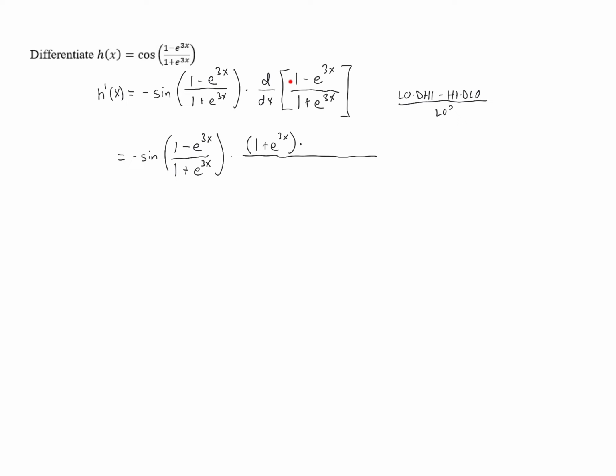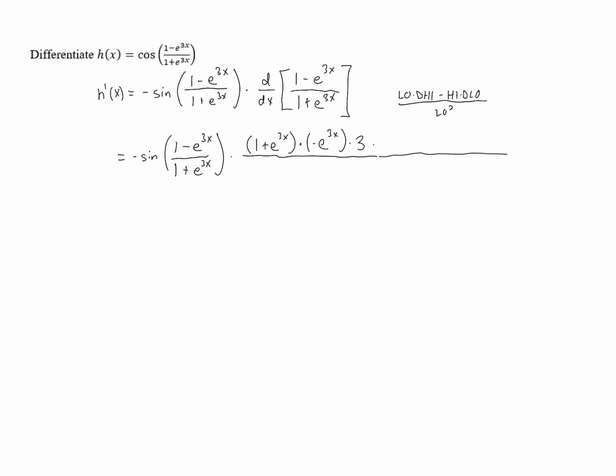The derivative of 1 is nothing, so we can ignore that, but we need the derivative of negative e to the 3x, and this is a composition of functions. The outer function, ignoring the negative, we're going to hold on to that negative for a minute, but the derivative of e to the u is e to the u, so we're going to have negative e to the 3x, but then we have to multiply by the derivative of u. The derivative of 3x is 3.